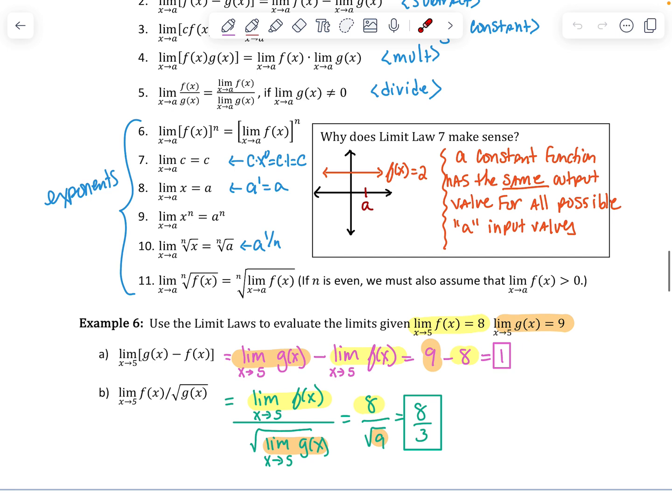So here's an example for two cases. I'm asked to take the limit of some g function minus an f function as x goes to 5. Well, I'm told that I can, by the limit law, break it into the limit of just g as x goes to 5, subtract the limit of f as x goes to 5, and I was given that the limit of g as x goes to 5 is the same thing as 9, so I can just substitute 9 where I have this first limit piece. I can take the second limit and just substitute 8. 9 minus 8 is 1. There really should probably be brackets here.